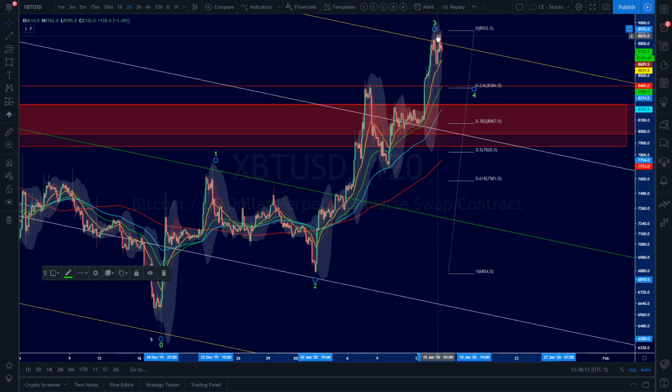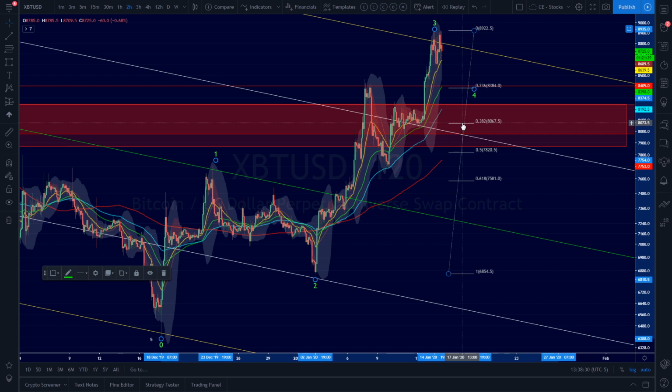Now, that's not to say this thing can't wick down to the 382. I would be interested in just blindly putting some bids down here, at least for the short term, for the next couple days, down to the 8,000 to 8,100 range. Now, just one quick note on that.